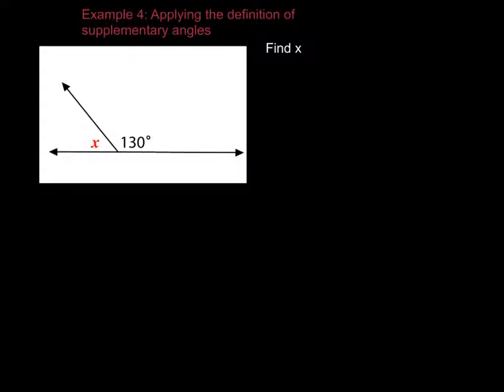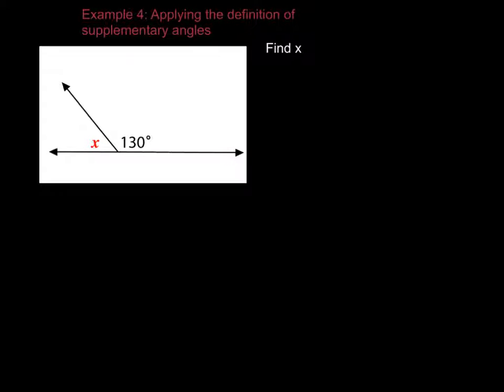In example 4, we're applying the definition of supplementary angles. I do want you to observe that not only are these angles supplementary, but they're a linear pair. And we know that because they have a common vertex and a common side. And remember, the side of an angle is a ray. Another way we know they're a linear pair is that because they're supplementary with a common vertex, their other two sides, so the two sides the angles don't share, make a straight line. That's what makes them a linear pair.